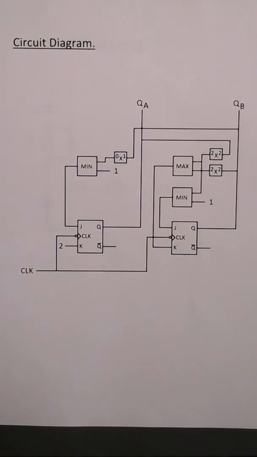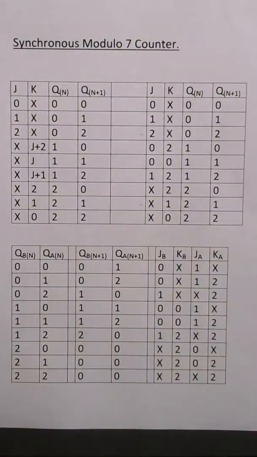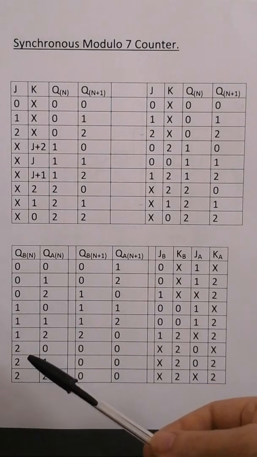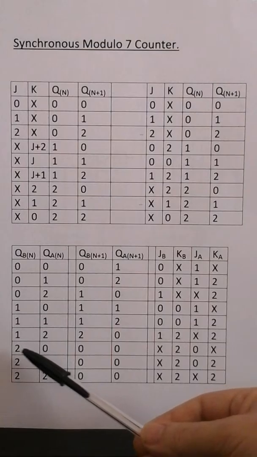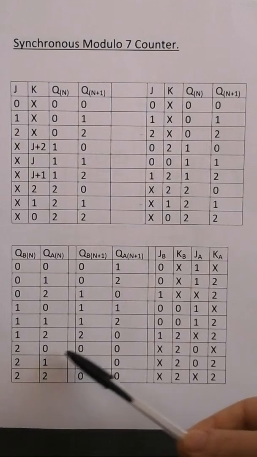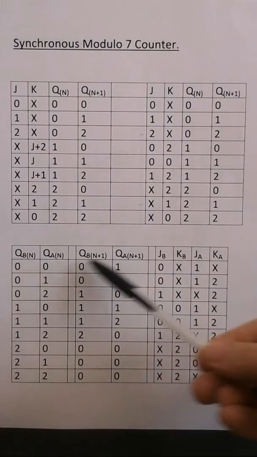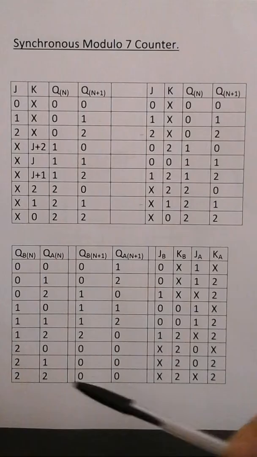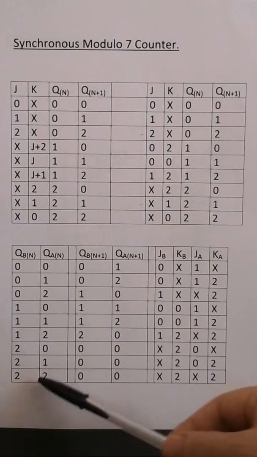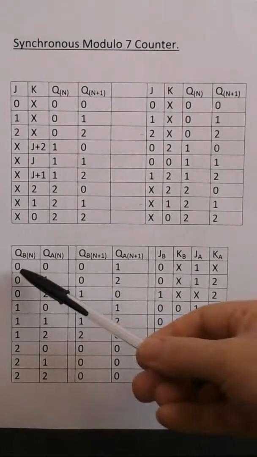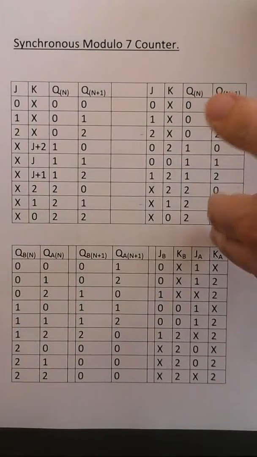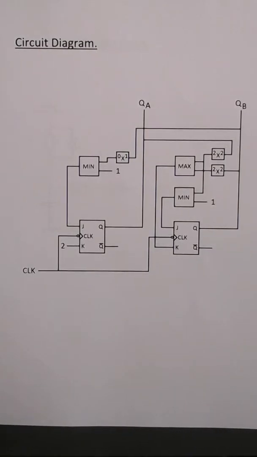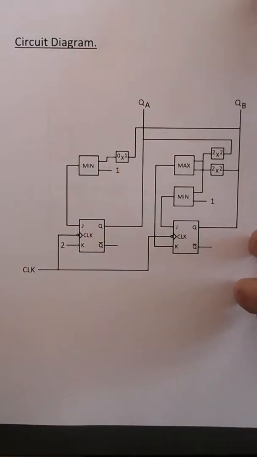I'll just go back and point out that when QB and QA are a 2 and a 0, that goes back to 0, 0, which is here, and that resets the count again. So the remainder of the states, 2, 1 and 2, 2, should go to 0, 0, which is this state here. So that was the circuit diagram.